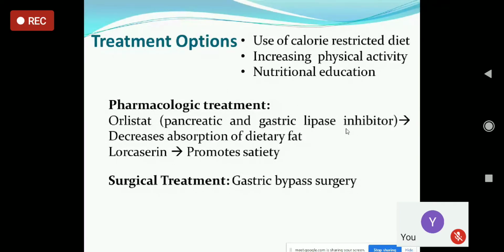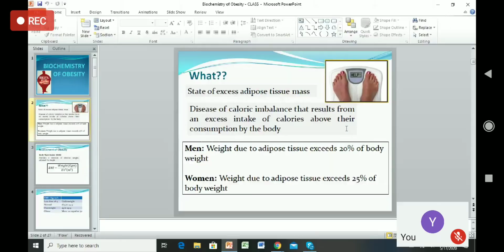But the best method is prevention. From an early age, if you consume a healthy diet and exercise regularly, you can prevent obesity from occurring. So this completes obesity.